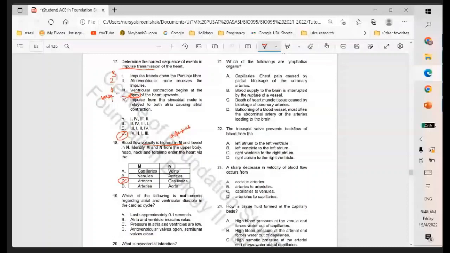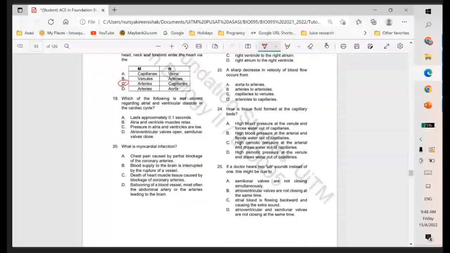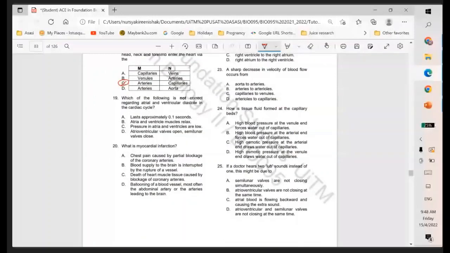Number 19, which of the following is not correct regarding atrial and ventricular diastole in the cardiac cycle? The answer is A, lasts approximately 0.1 seconds. So it is correct because it is for atrial systole and ventricular diastole. Kalau atrial and ventricular diastole tu dia lasts approximately 0.4 seconds. 0.4 second. So atrial and ventricular systole adalah stage yang keberapa dalam cardiac cycle?